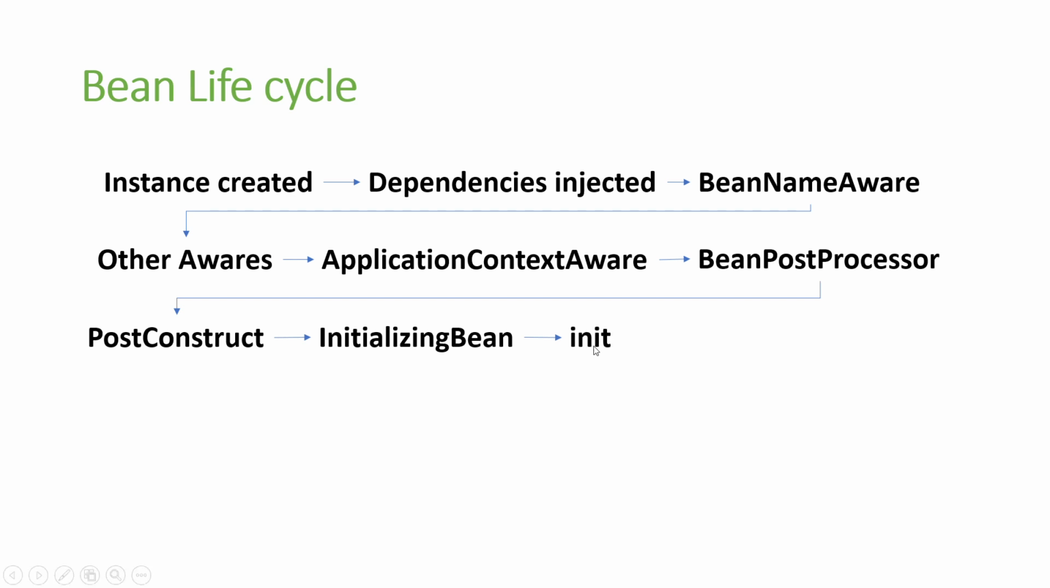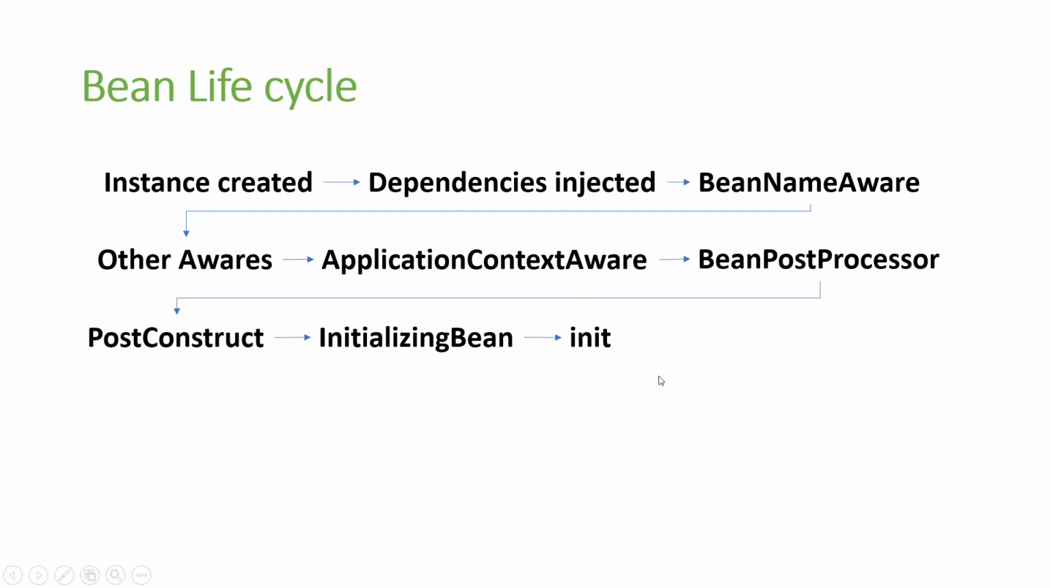Next, init. Init is one more configuration. It is not a method or something. If you write a method, and in the XML configuration or Java configuration you provide this method name in the init attribute, in XML it will be init-method, in Java configuration it will be initMethod only, then Spring will call this method after all these steps. So out of these three you can choose any one.